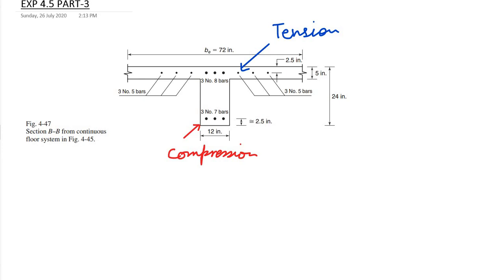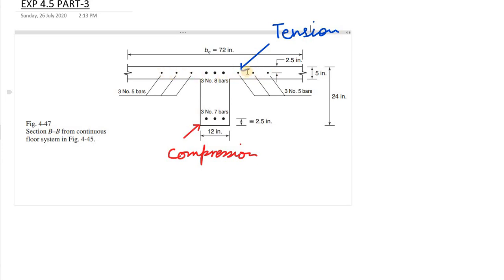So now what you observe in this case is that the tensile steel area has some bars over here, 3 number 8 bars, and then 3 number 5 bars each on the left and right side. This is because ACI requires that some portion of the tension reinforcement should be distributed into the flanges. So not all the tension reinforcement should be concentrated in this web region. Some reinforcement needs to be distributed in the flanges region.